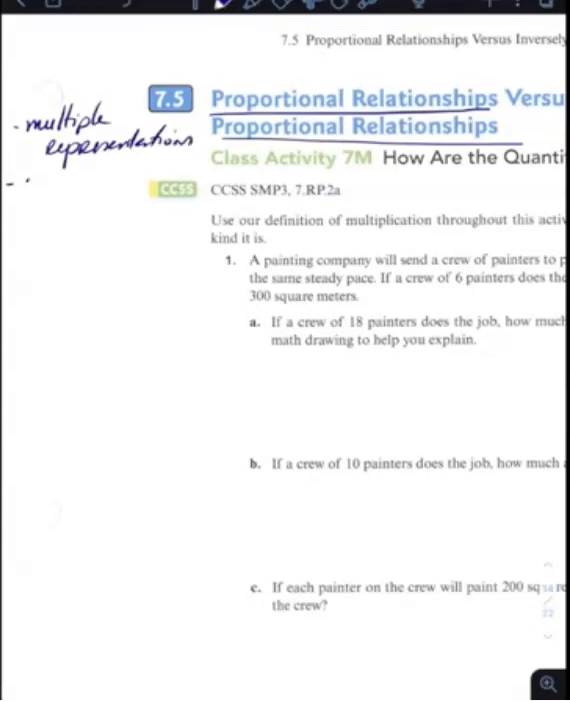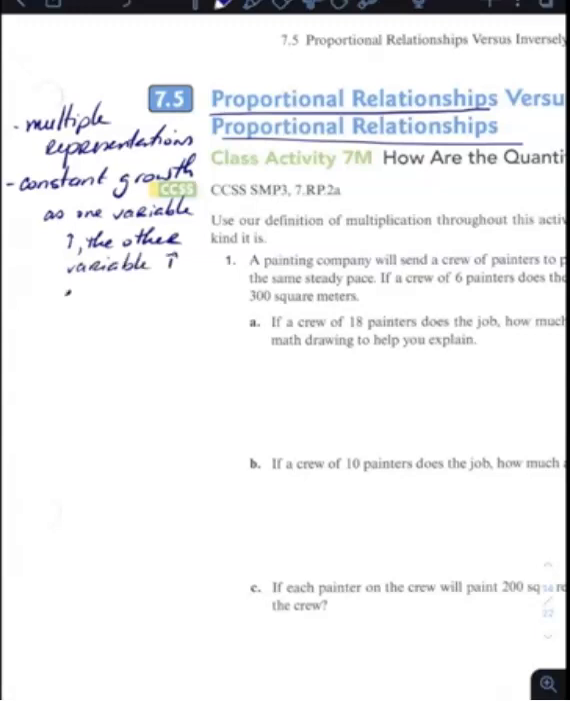We know that there's some kind of constant growth, right? As one variable increases, the other variable increases at a constant rate.